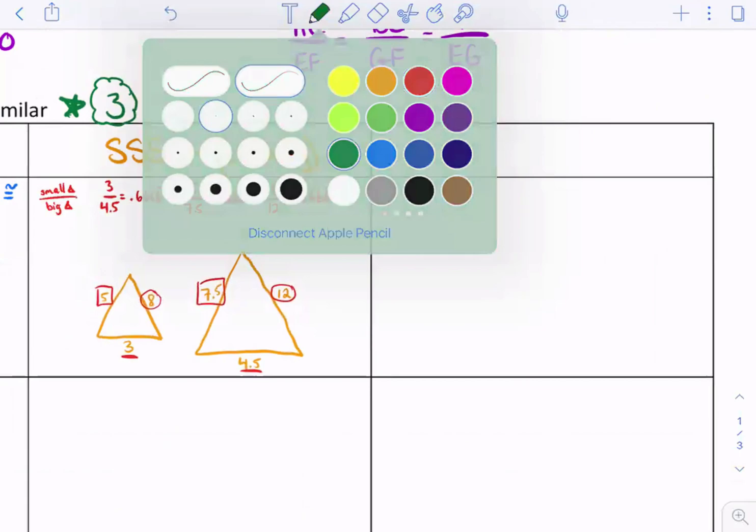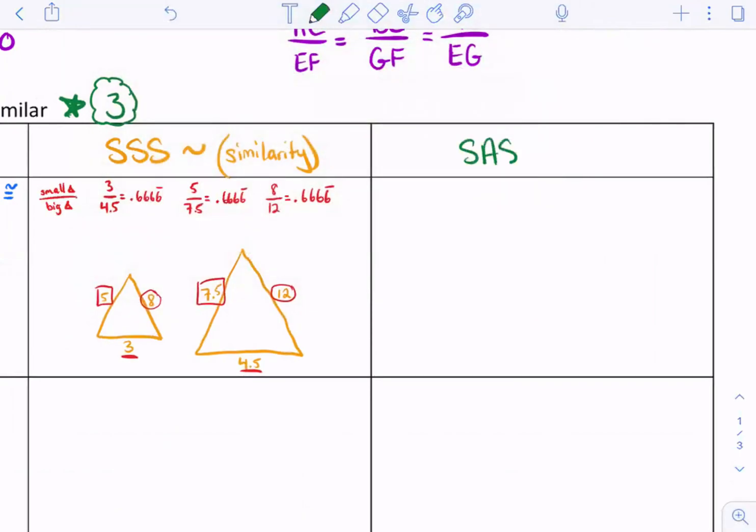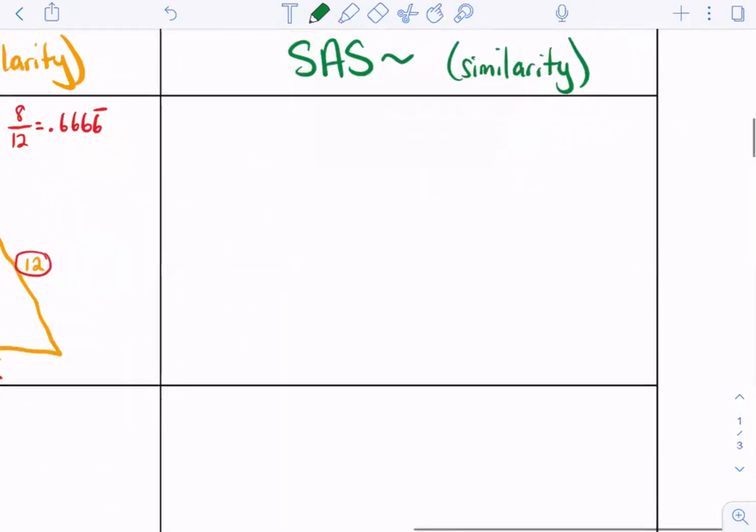And then the last method is side angle side. Oh, we've used that with congruency, so we have to say similarity. So side angle side similarity. And what does that look like? It looks very similar to the previous one.